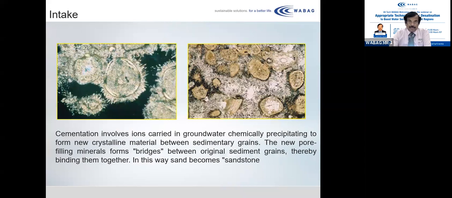So I was telling about the plugging and the cementation of the soil. It involves ions carried in the groundwater, and they chemically precipitate to form crystalline material around the grains of the sand, and then the pores are filled by these minerals and they form bridges between the sediment grains, thereby binding them together, and it becomes sandstone.